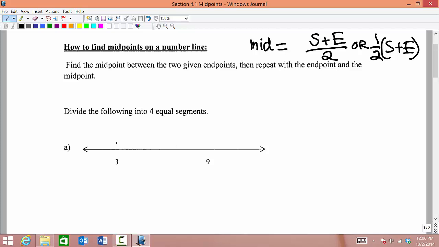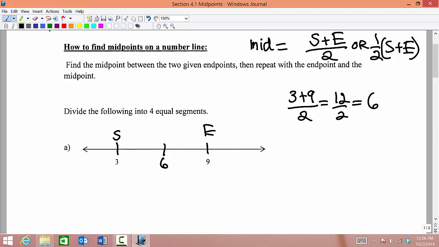So if I have 3 and 9 as my starting point and my ending point, and I want to find the midpoint, then I'm going to add 3 plus 9 and then divide that by 2. So that's 12 divided by 2, and I get 6. So my first midpoint is 6.